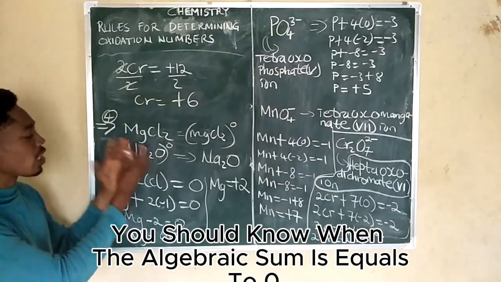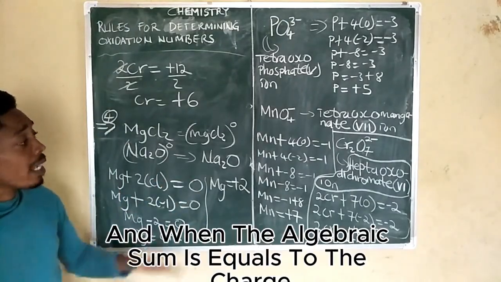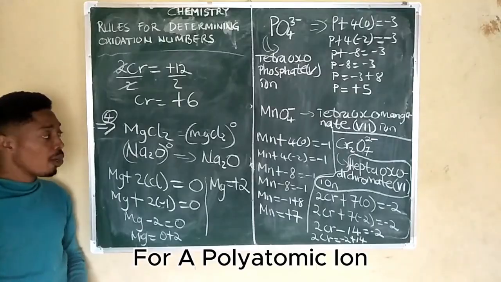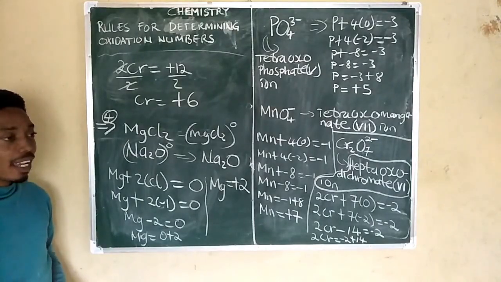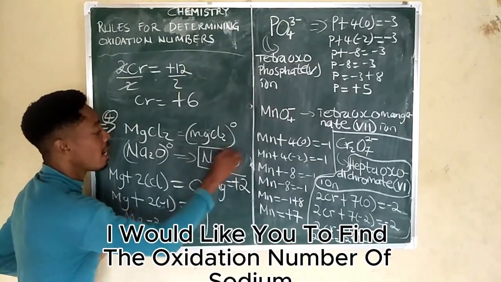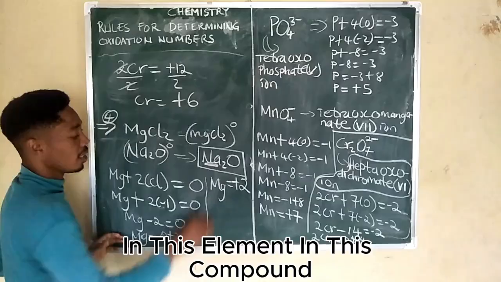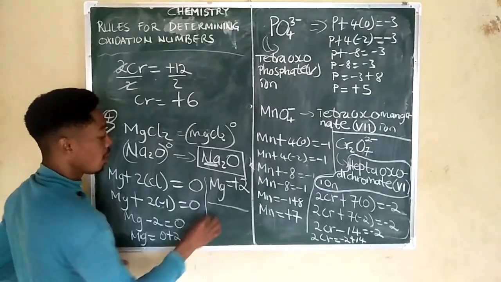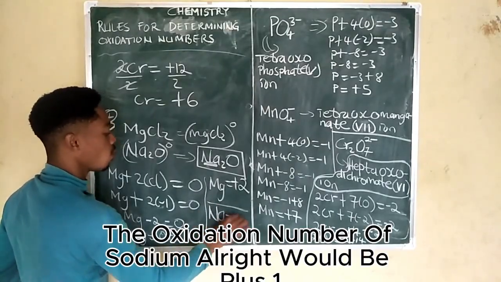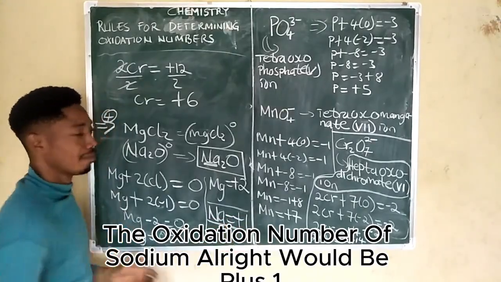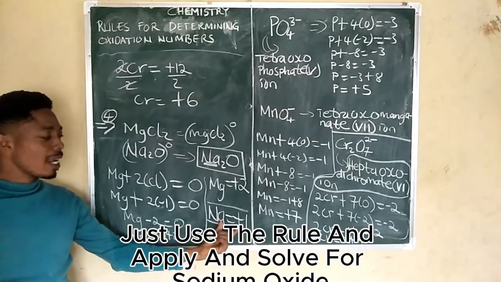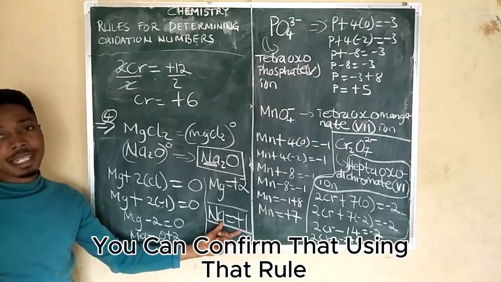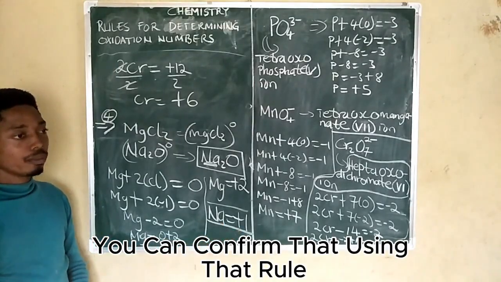So you should know when the algebraic sum is equal to 0 for a compound and when the algebraic sum is equal to the charge for a polyatomic ion. I would like you to find the oxidation number of sodium in this compound. If you do that, the oxidation number of sodium would be plus 1. I've taught you the rules, just apply them and solve for sodium oxide. The oxidation number of sodium will be plus 1. You can confirm that using that rule.